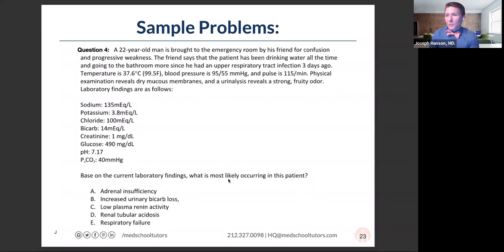So here we have a 22-year-old man brought to the ED by his friend for confusion and progressive weakness. The friend says the patient has been drinking water all the time and going to the bathroom more since he had an upper respiratory tract infection 3 days ago. So polyuria, polydipsia. He has a temperature of 99.5 Fahrenheit, blood pressure of 95/55, which is low, a pulse of 115, which is high, and physical exam shows dry mucous membranes, and urinalysis reveals a strong fruity odor. In the chat, diagnosis. What do you guys think? What's our clinical diagnosis with polyuria, polydipsia, and fruity smelling urine?